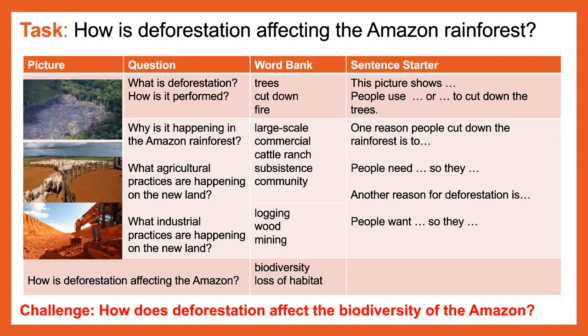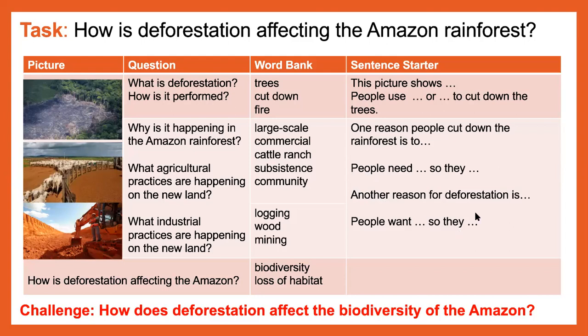For example, this picture shows deforestation. Deforestation is when people use fire or tools to cut down trees. So why is it happening in the Amazon forest? What agricultural practices are happening on the new land? And what industrial practices are happening on the new land? And how is deforestation affecting the Amazon? So you can sit down and write and answer these questions based on the PowerPoint.